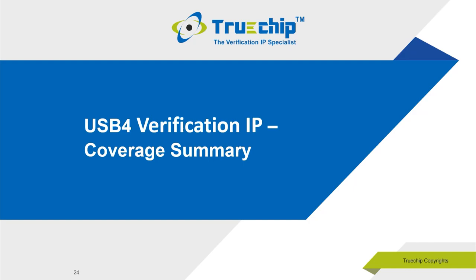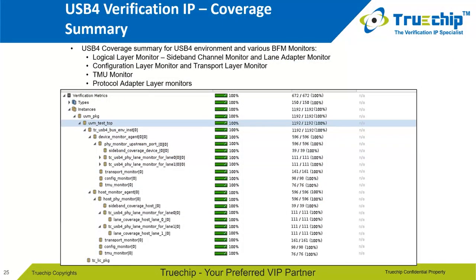Next, we will show the coverage summary. The image shows the coverage summary for the USB4 environment and various BFMs and monitors. You can see here this is the top bus env. Different agents for the various monitors are also shown here, like the host monitor agent and device monitor agent. We also have separate coverage for the LTSSM monitor, transport monitor, config monitor, TMU monitor, and protocol adapter monitor as well. This shows how many bins were hit and how much coverage we have. Currently, we have 100% coverage.